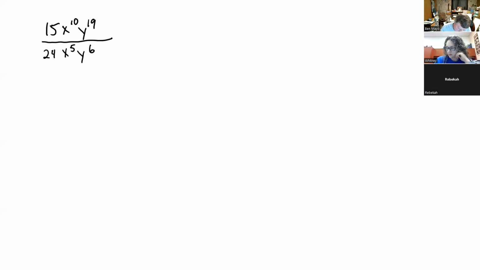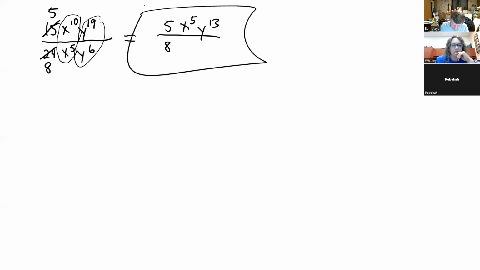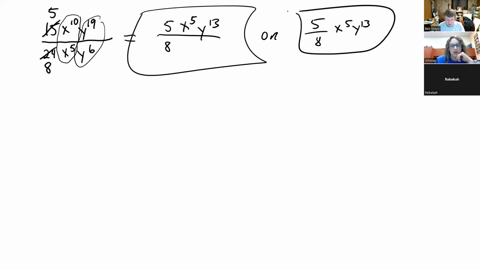All right. So 15 and 24 are both divisible by 3. 15 divided by 3 is 5. 24 divided by 3 is 8. So we can reduce that down to 5/8. When you're dividing two powers with the same base, you subtract the bottom exponent from the top exponent. So 10 minus 5 would be x to the 5th on top. And then y to the 19th over y to the 6th would be y to the 13th. So that should be your final answer. You could write it that way, or you could write 5/8 and then kind of out to the side, x to the 5th, y to the 13th. Does that make sense? Yeah.